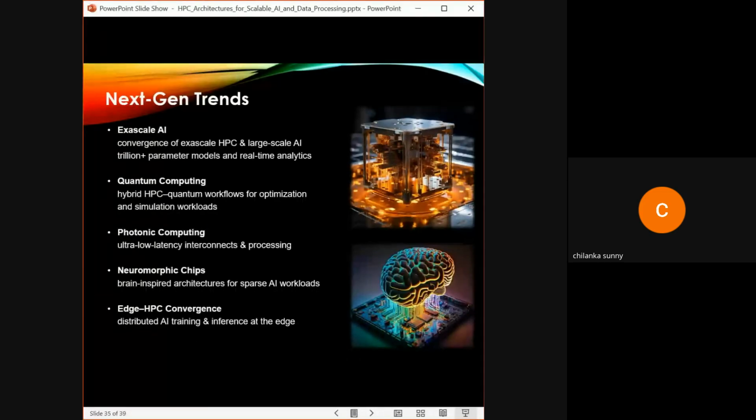And finally, we have the edge HPC convergence, where AI workloads are split between central HPC clusters for heavy model training and edge clusters for latency-sensitive applications like autonomous systems and IoT devices. So together, these trends are indicating a future of highly heterogeneous, energy-efficient, and specialized computing platforms that will allow AI to scale both in size and responsiveness across a wide range of applications.